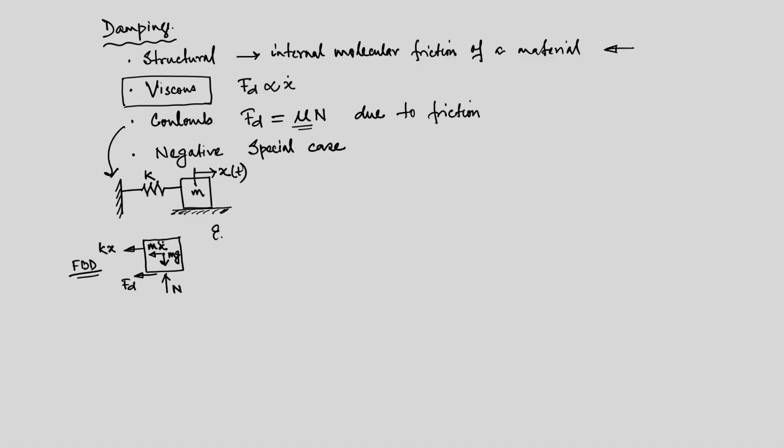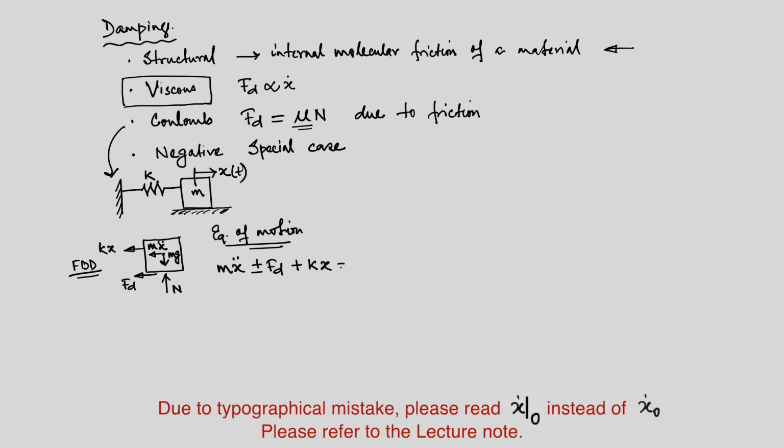So, equation of motion in this case is m x double dot, then we have the damping force. I put a plus minus sign, I will come to that in a minute. So, the damping force F d, then plus k times x is equal to 0. And as usual we will have initial conditions x 0 and x dot 0.